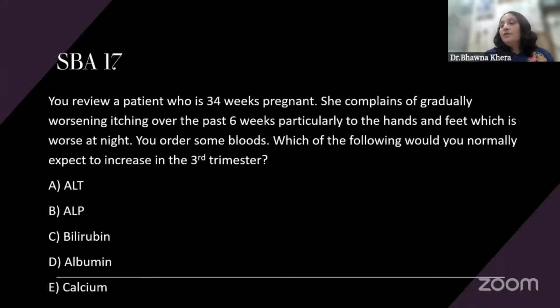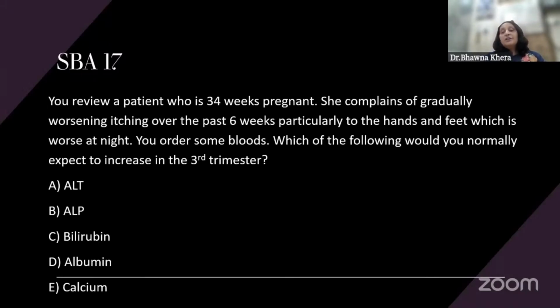Okay, so here we move on to the next question, SBA 70. You review a patient who is 34 weeks pregnant. She complains of gradually worsening itching over the past 6 weeks, particularly to the hands and feet, which is worse at night. You order some bloods. Which of the following would you normally expect to increase in the third trimester?